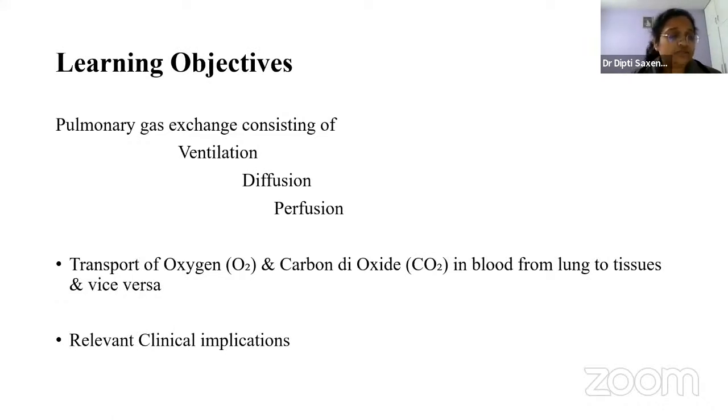Now, we will start with discussing the pulmonary gas exchange, which comprises three very important processes, that is ventilation, diffusion, and perfusion. We will also be discussing the transport of oxygen and carbon dioxide in blood from lung to tissues and vice versa. I will also be discussing the relevant clinical implications, although I will discuss them then and there instead of discussing them at the end.